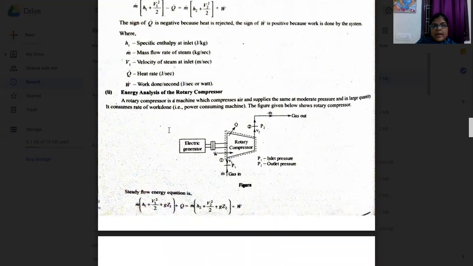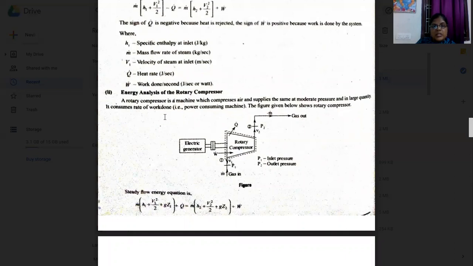Next, the energy analysis of the rotary compressor. Here also the same thing. Air is passed through the compressor, and here air is compressed. Gas in, compressed, and gas out. P1 is the inlet pressure, P2 is the outlet pressure.